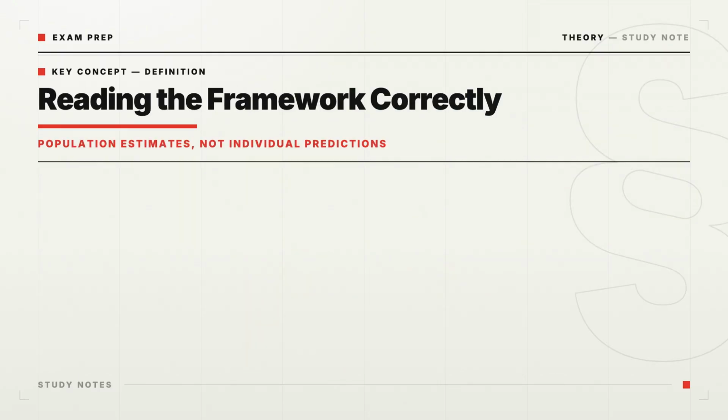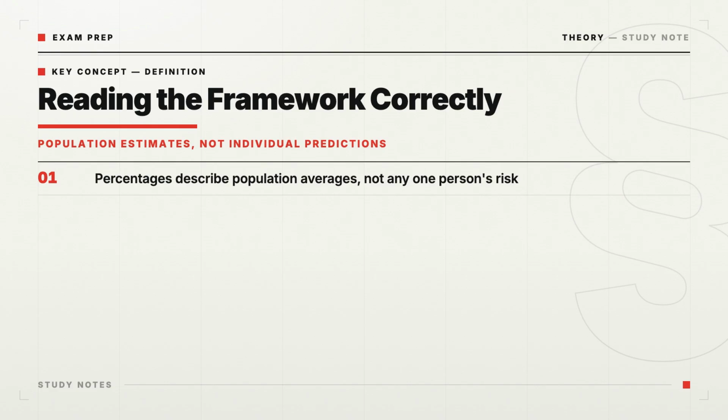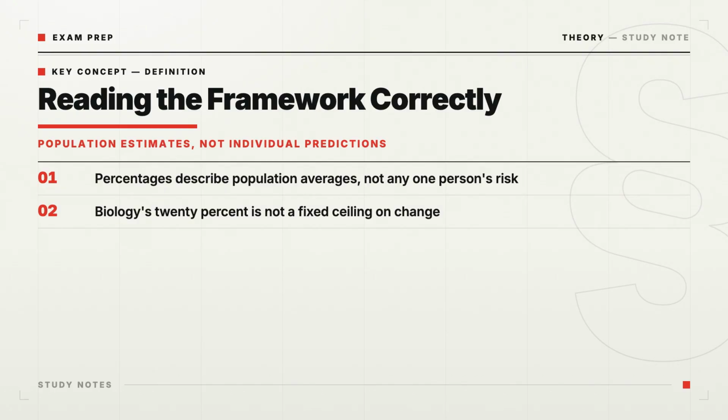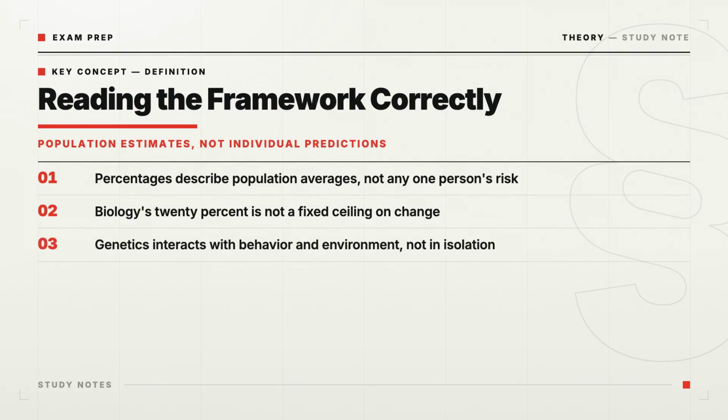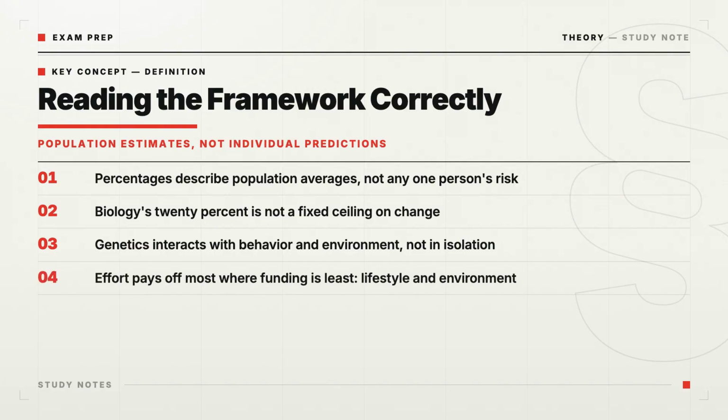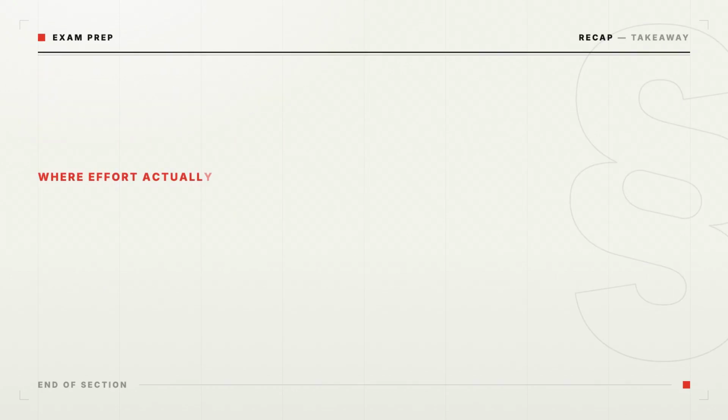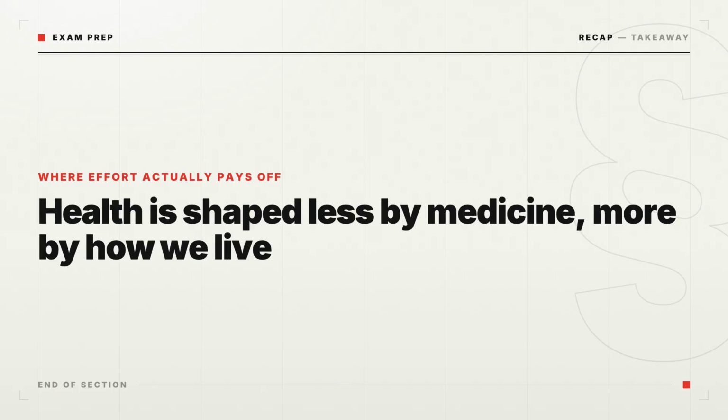These proportions describe a population, not a single patient. So a person with a hereditary cancer syndrome or a trauma survivor can defy the averages entirely. And the 20% assigned to biology isn't a ceiling, since genetic risk interacts with behavior and environment rather than acting alone. The framework's real lesson is where opportunity sits. The smallest return sits in the most expensive category, medical care, and the largest return sits in the least funded ones, lifestyle and environment.